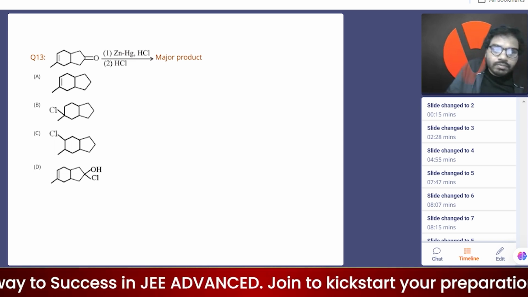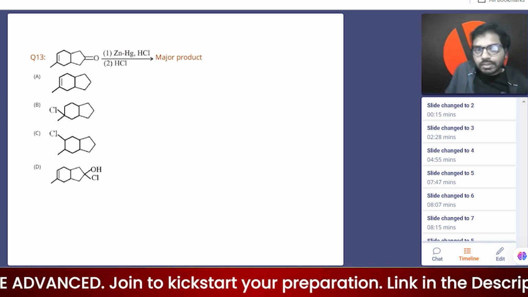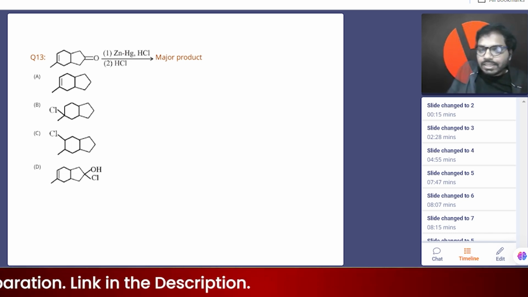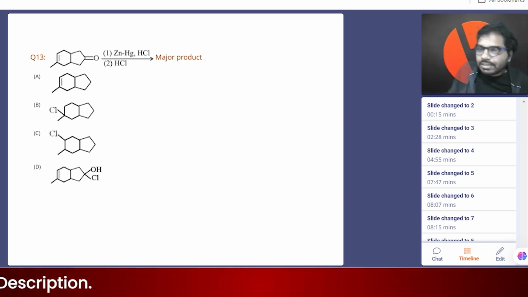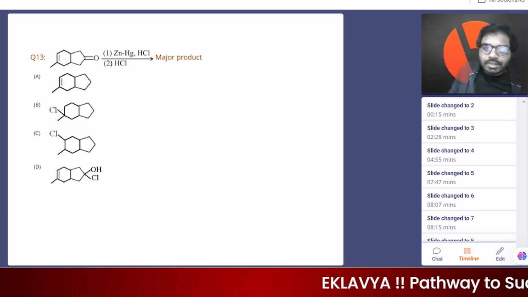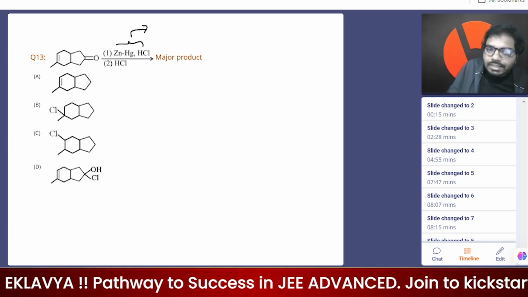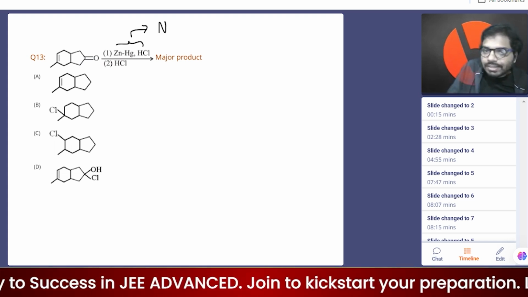So moving forward, we will check the next question here. The compound is given here with Zn-Hg/HCl, and after that HCl. So it undergoes two reactions, and they are asking for the major product. Here it is Zn-Hg/HCl, so we can say this is the Clemmensen reduction.